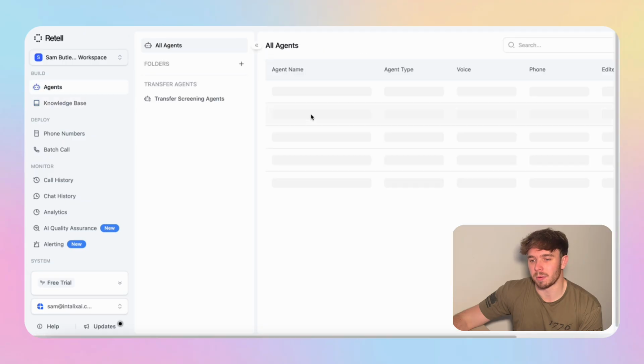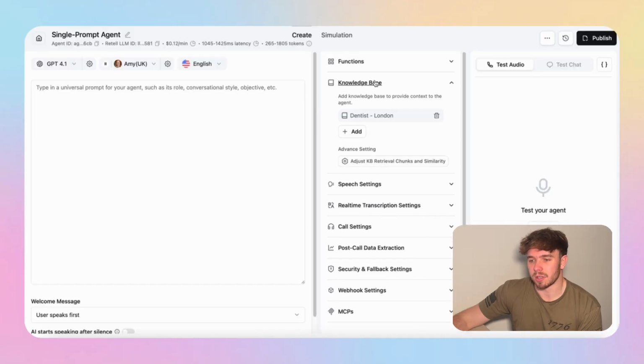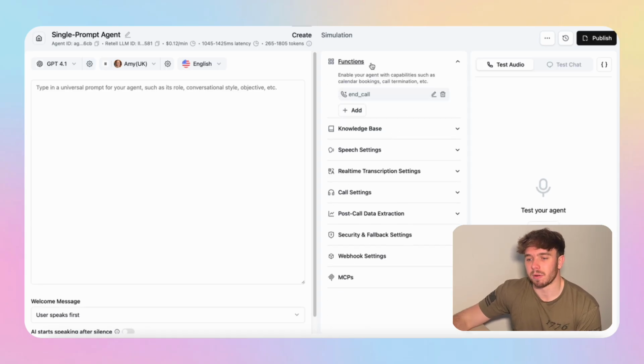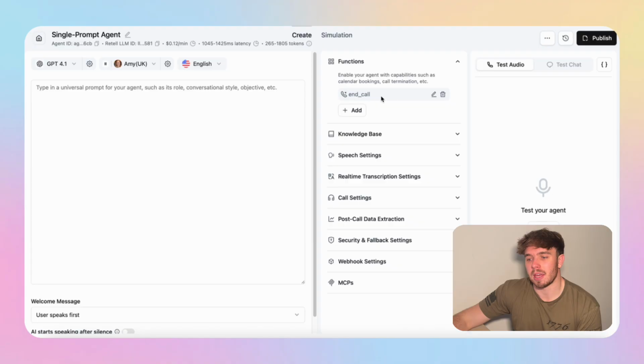So then if we go back to our agents and click on the one we were just working on, we can go over to knowledge base and add the dentist in London there. Next, essentially what we want to do is add some functions, and this is going to let us book the call and check for availability. So we go over to functions, and previously it selected end call, which basically tells the user to end the call when it ends.